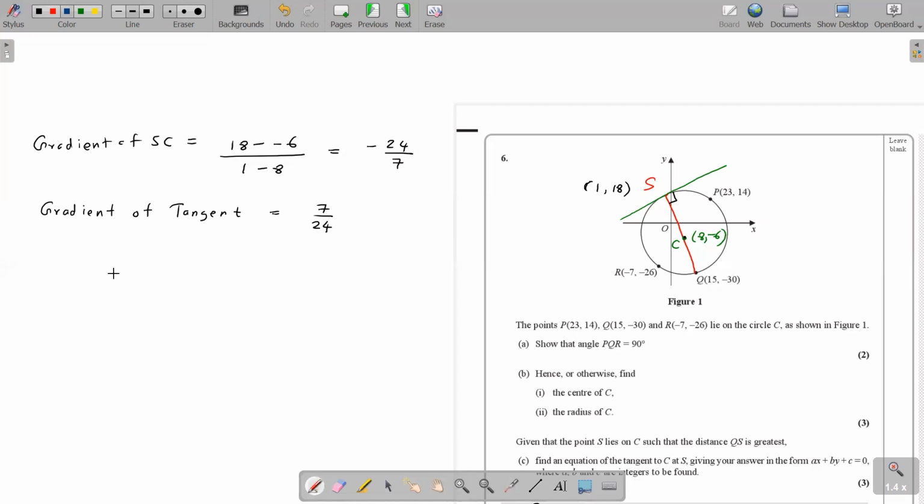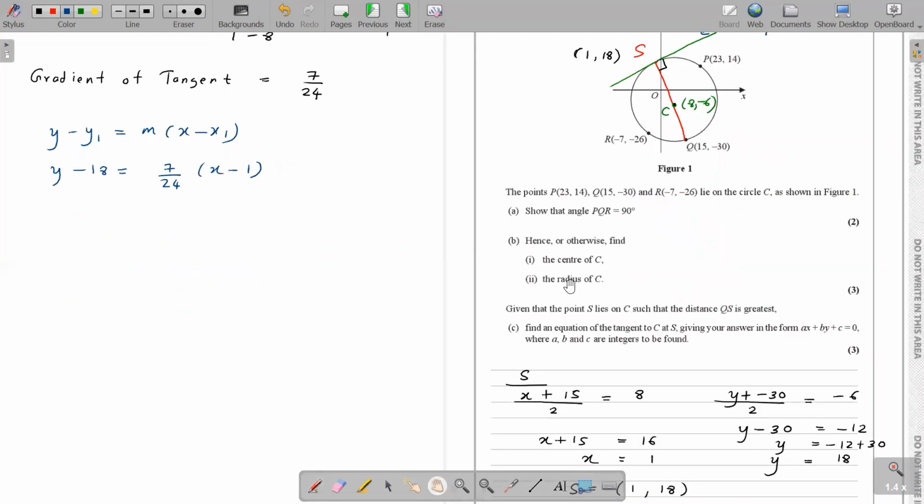So now my gradient of tangent is there, which means here the gradient value is 7 over 24. Do you agree with me? So now I can use y minus y1 equals gradient times x minus x1. This gives me the equation of the tangent. Y minus y1 is 18, gradient is 7 over 24 times x minus x1, which is 1.